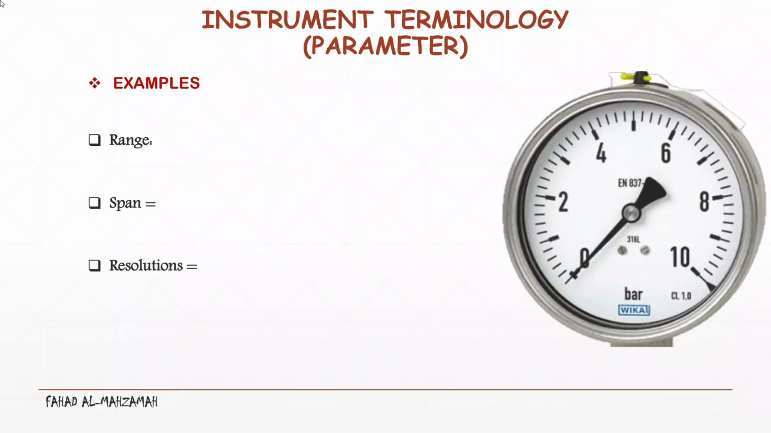Now let's take some examples. This is one of the gauges, okay, and how do we know what quantity this gauge measures? You will see the unit. So in this gauge, the unit is bar, and the bar is a unit of pressure. So you will say this is a pressure gauge.